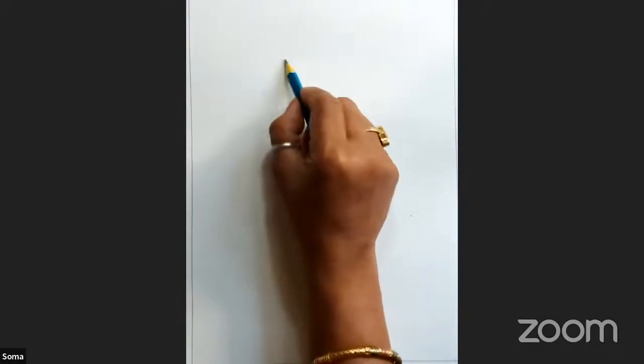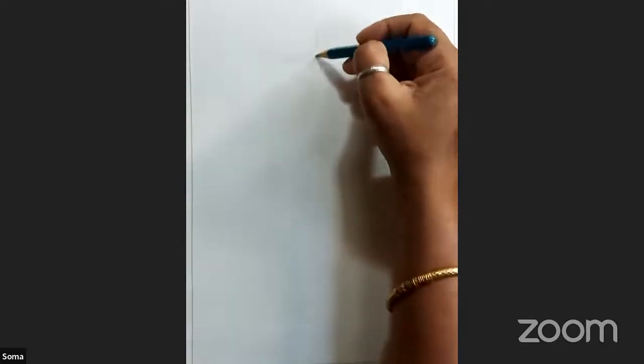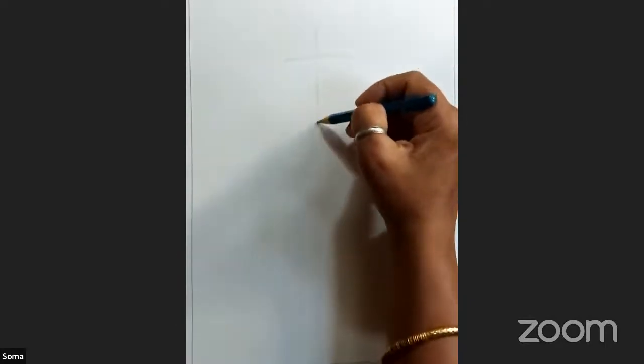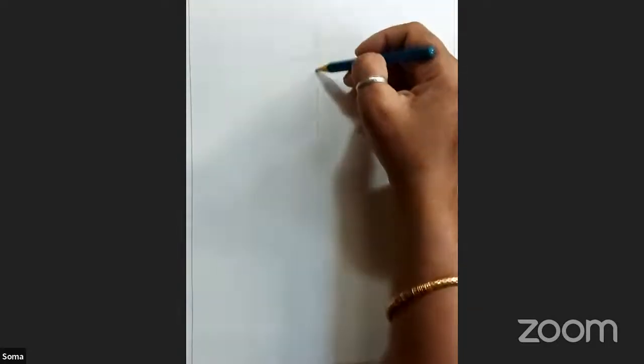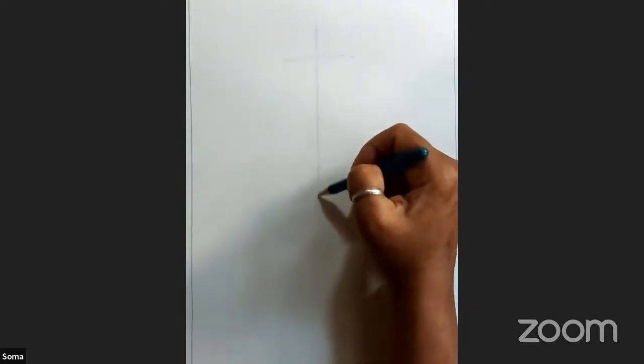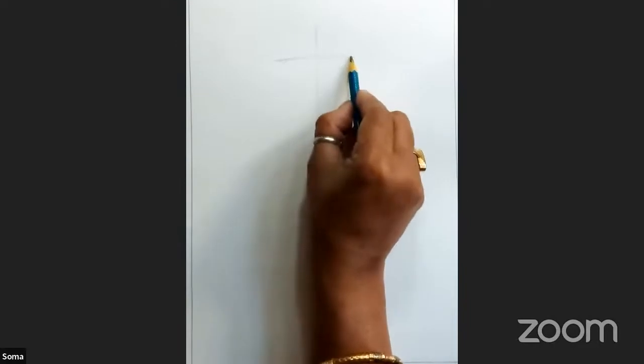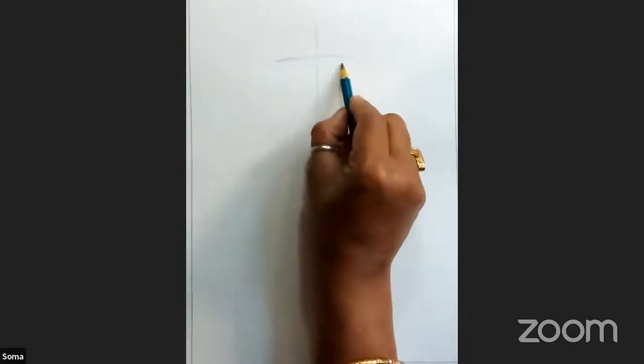So generally, what are the objects we see? There will be a bucket for sure. For drawing the bucket, we have to draw an imaginary line which will run through the middle of the bucket.